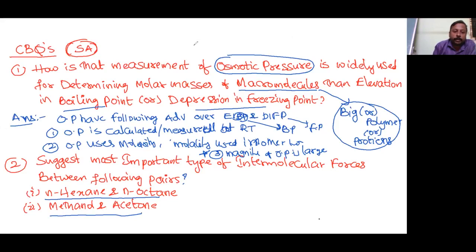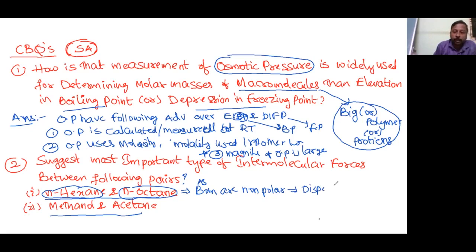Okay, here I am explaining this answer. If you write the reason, then definitely your score will be better. N-hexane and N-octane both are non-polar. Between any non-polar molecules, the attraction force will be dispersion forces, or sometimes it is also called London forces. Here I am writing: both are non-polar molecules, both organic hydrocarbons are non-polar molecules. Hence, the attraction force between them will be dispersion forces.